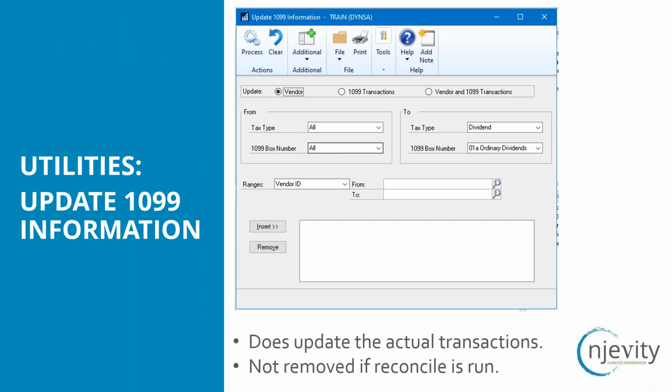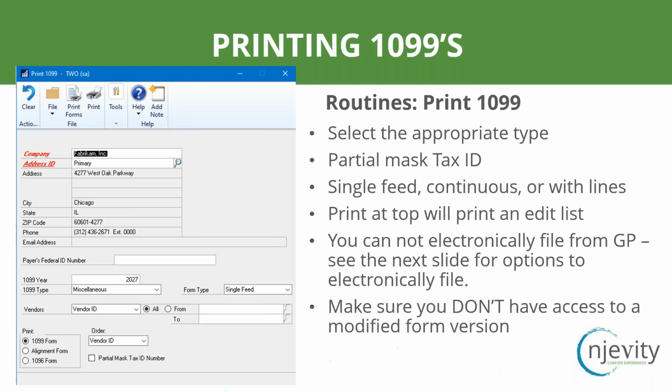Okay, all right. With that, under routines, print 1099 is where we actually get to our printing functionality. So you're going to pick the appropriate type, right? Each type is going to have a slightly different form: miscellaneous, dividends, interest, NECs. Under the form type, you have a choice of single feed, continuous, or with lines. So GP will actually print on a blank piece of paper all the lines required to create 1099s. I can't remember, I believe it's a 4-up format, so I believe it's 4 on the page.